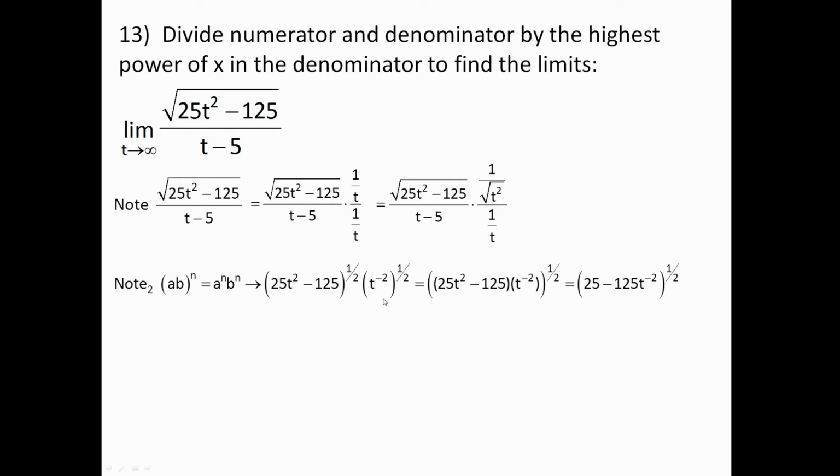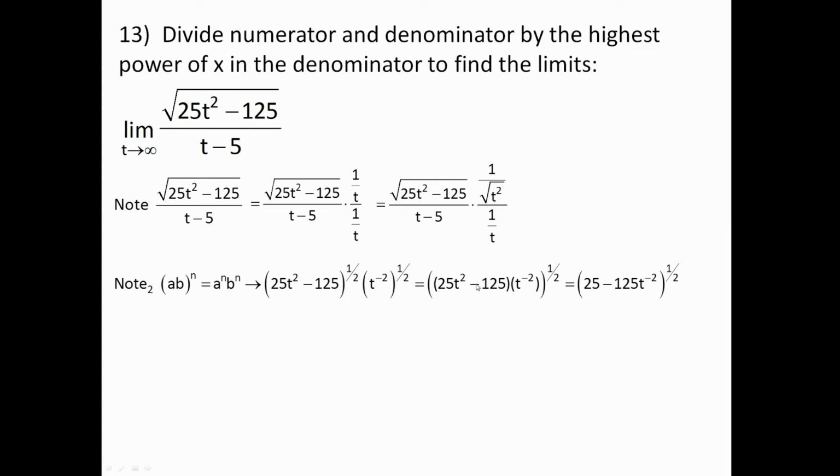So this is a convenient way to write it because when we write 1 over t in this manner, we can see that the exponent is a half, and then we have the square root of this expression, and that exponent is a half. So we're using this property. We have a product, each to the 1/2 power, so that's equal to the product raised to the 1/2. So that's what happens here: 25 t squared minus 125 times t to the negative 2. So this is a direct application of this property of exponents.